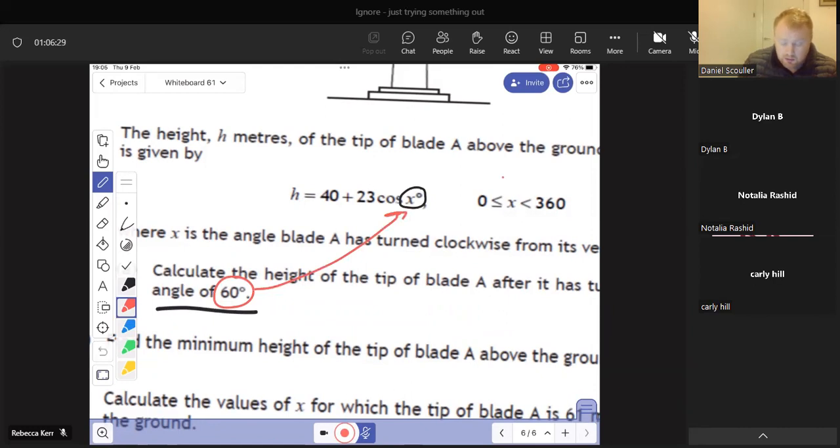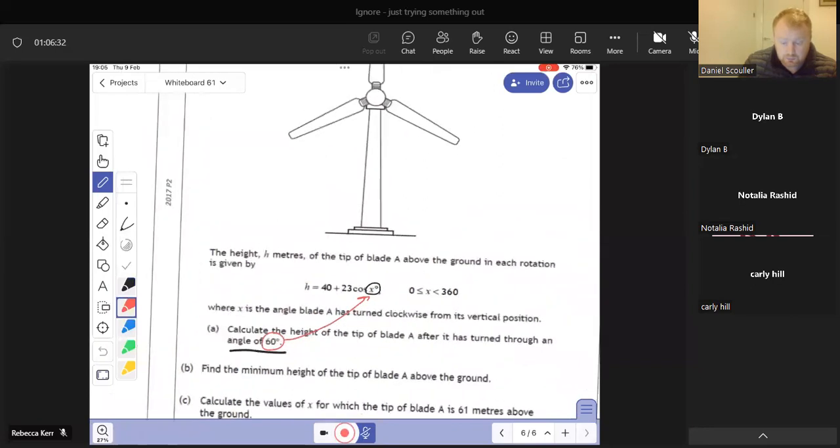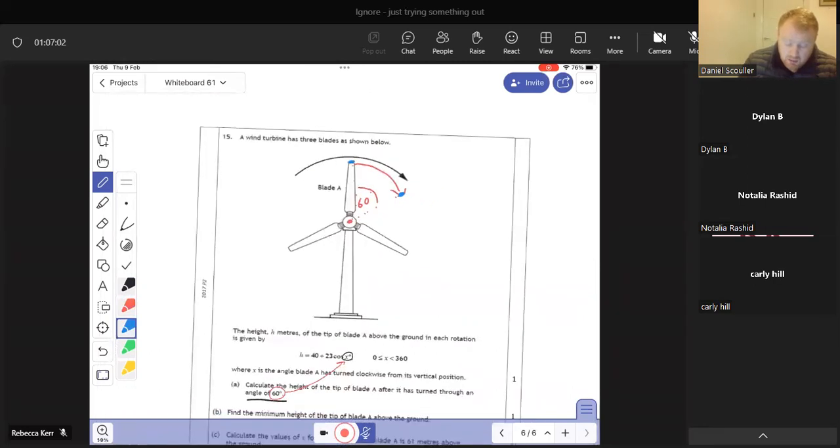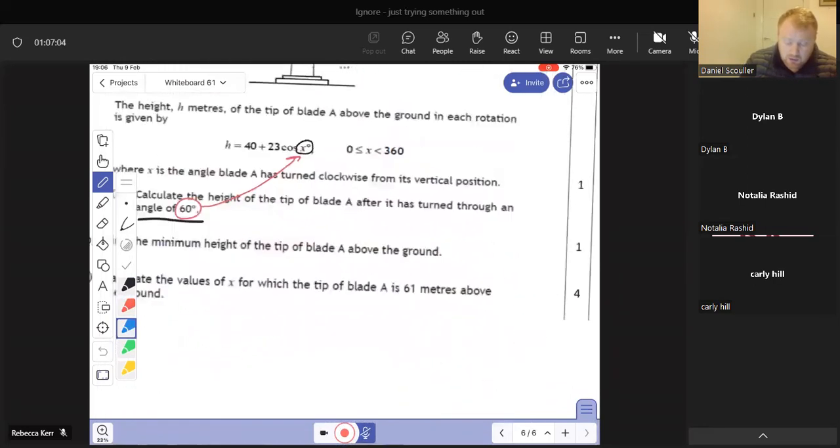Okay, now what's that degrees referring to? Well, we've got blade A, and that's our centre. Blade A is going to rotate in that direction, and it's going to rotate through a 60-degree angle. Okay, that's what that means. So what height is the blade tip when it reaches this point? That's essentially what it's asking you to do. Now you don't need to know that, but it likes to ask stories.